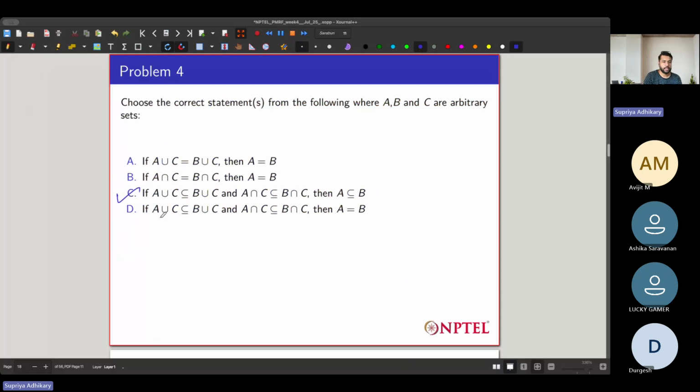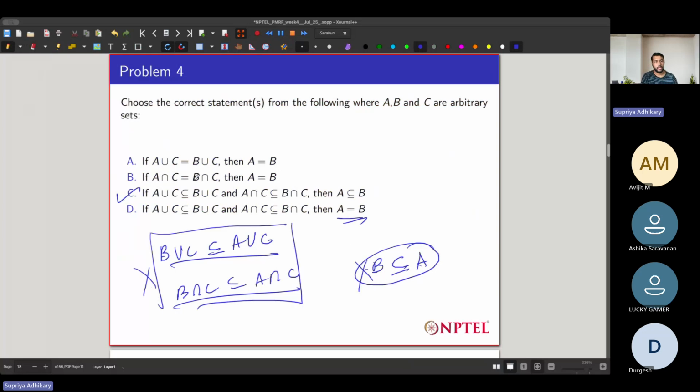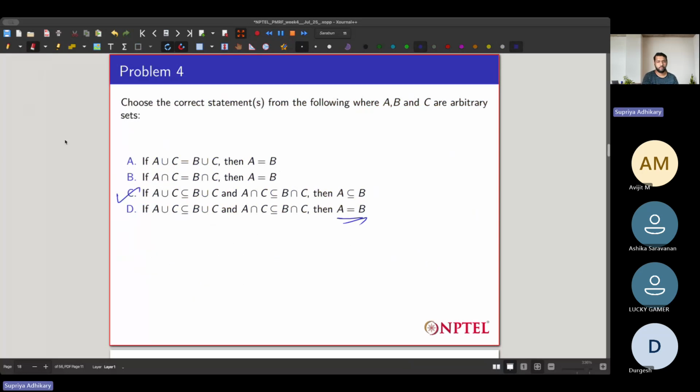Now the problem is that the other way does not hold. In order for the other way to hold, we must have B union C is a subset of A union C, and similarly, B intersection C has to be a subset of A intersection C. Then we could say that B is a subset of A, and then we could say that A is equal to B. But since this is not given to us, we cannot really say this, and therefore A is equal to B is actually not true. So C is true, but D is not. So it is not A.